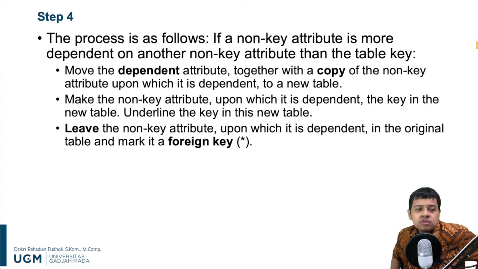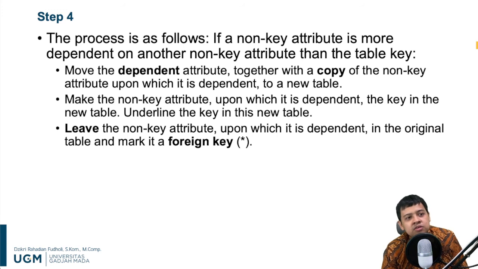The process is as follows. If a non-key attribute is more dependent on another non-key attribute than the table key, then move the dependent attribute together with a copy of the non-key attribute upon which it is dependent to a new table. Make the non-key attribute upon which it is dependent the key in the new table. Underline this key, so the primary key, and leave the non-key attribute upon which it is dependent in the original table and mark it as a foreign key. So the foreign key is still the primary key of the other table.